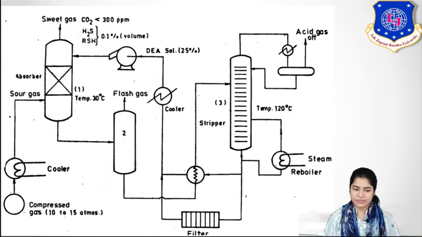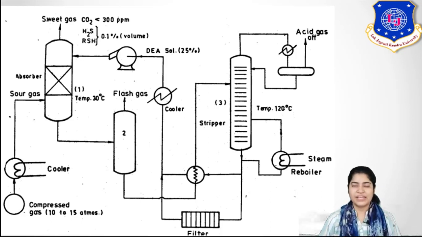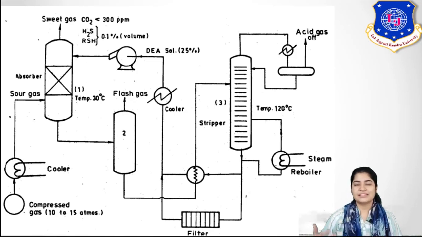So the flow diagram is very simple. First of all, compression up to 10 to 15 atmosphere and then cooling. So you have created a favorable condition for absorption, then you are sending it to the absorber. You can see the operating temperature is very low, approximately 30 degrees Celsius. So from the top you are getting your sweet gas. Here your sour gases like H2S, mercaptans and any carbon dioxide, all these gases have been taken out into the solvent, ethanolamine.